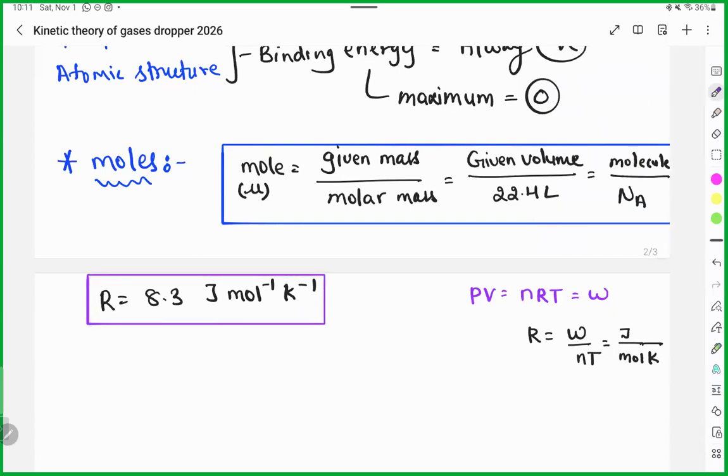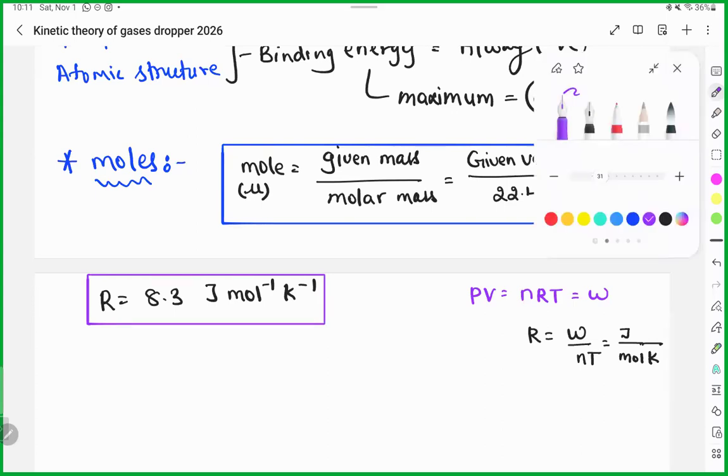Not at all. So, Vrinder, what you said was correct. Joule per mole per Kelvin. But everybody should know how to calculate unit. Work done, joule, number of moles, temperature Kelvin. Yes, it is the correct answer.